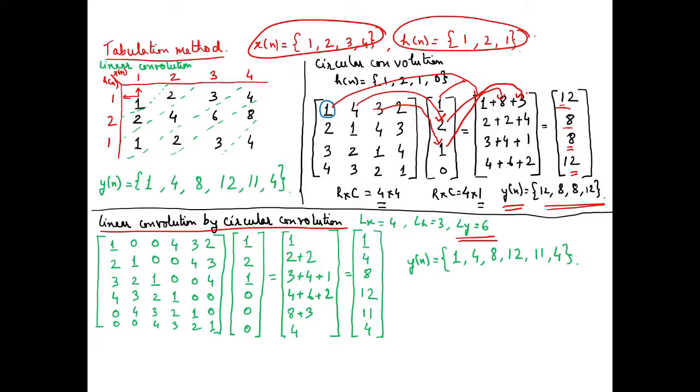Now what to do? Make both the signal components into a 6 length signal component. How to do it? Again, pad with 0. If you see the first column, 1, 2, 3, 4, we have padded 2 extra zeros. In this one, 1, 2, 1, 3 extra zeros have been padded. Now you perform the circular convolution, the same thing.